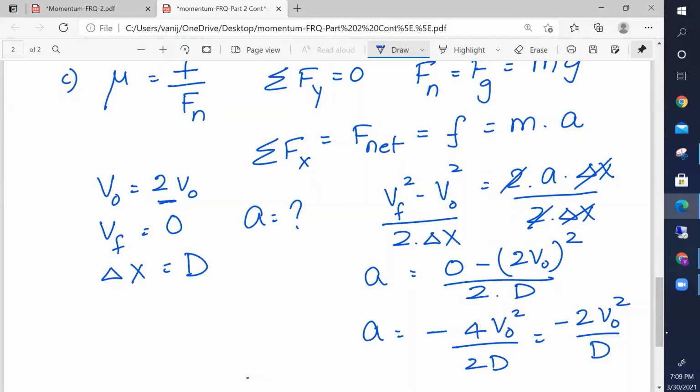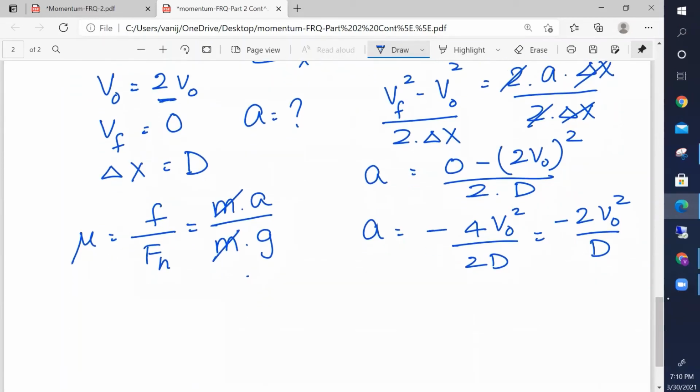Now I want to determine mu. And mu is frictional force over normal force. And frictional force is mass times acceleration, right? Mass times acceleration over m times g. Now it's the same mass, so I can simply get rid of mass. And so it is going to be a over g.